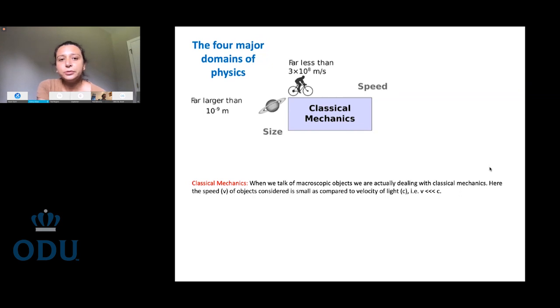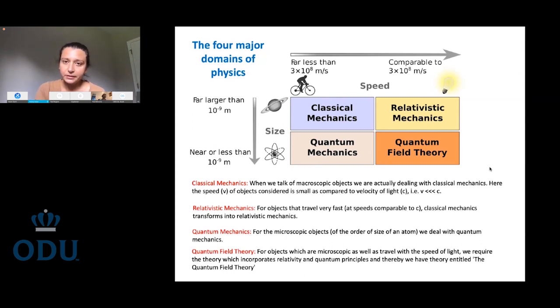But as the technology improved, they could make experiments at faster speeds, comparable to the speed of light, and also at microscopic scales, like the size of an atom. And they saw that classical mechanics fails to explain both directions. It cannot explain the behavior of objects that move at speeds comparable to the speed of light. Now there is relativistic mechanics that can do that. For atomic sizes, again, classical mechanics fails to explain that scale. Today, quantum mechanics can do that.